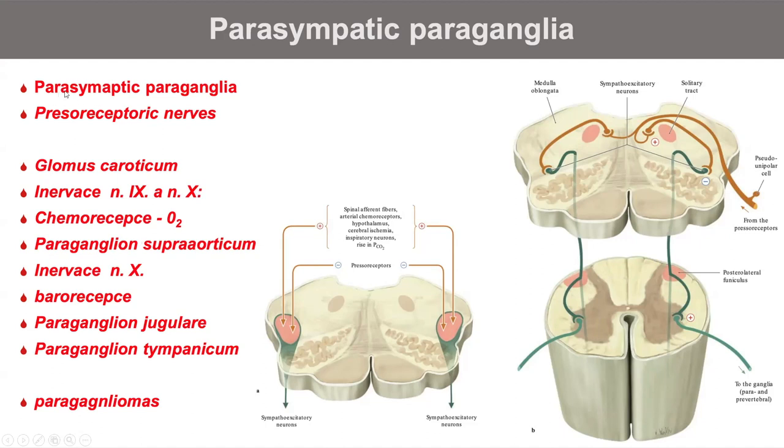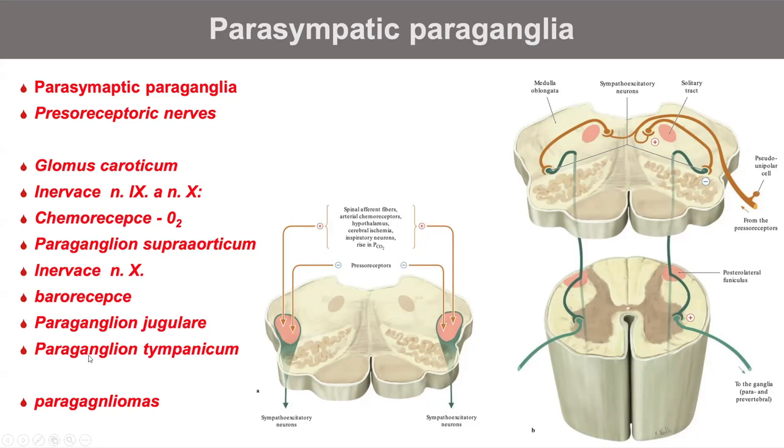Also, you can find in the parasympathetic paraganglia the paraganglion supraaorticum, which is specifically innervated by the vagus nerve. About the baroreceptors or proprioceptors, we said they are located, for example, in the carotid sinus. So if you press this region of the carotid sinus, it can cause fainting of the patient. Especially we recommend, if somebody is sitting in the dental unit chair, that we release the collar region, not to press the carotid sinus, and in this case you are preventing fainting of the patient. Another paraganglion is in the bulb of the jugular vein.